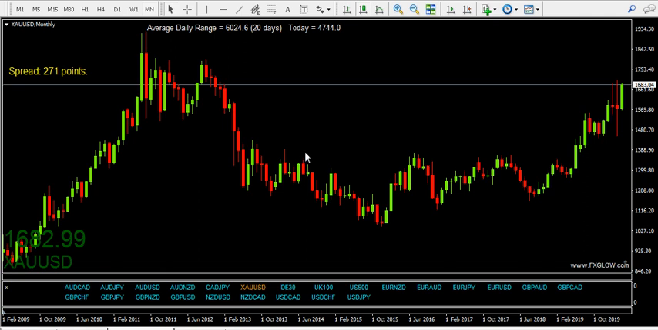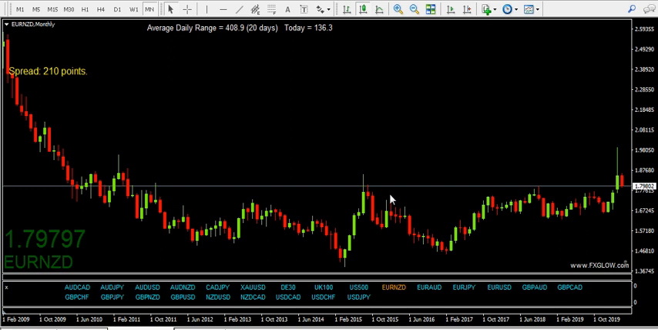So I'll pick a chart randomly. EuroNZD, we're on the monthly chart. Not many people trade that. I think the spread is horrendous. It is high at the moment, 21 pips, because it's the close of session. They tend to shift the spread up. It's normally about 50 pips or 40 pips, I think.